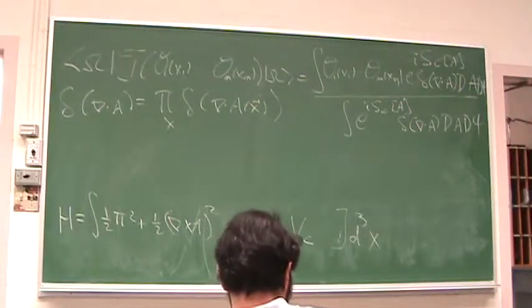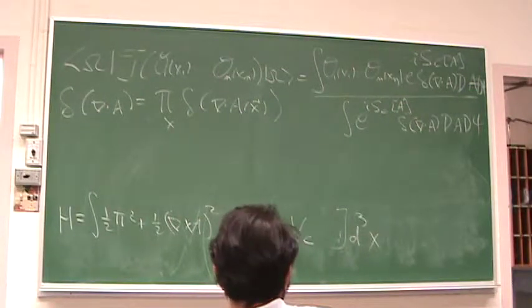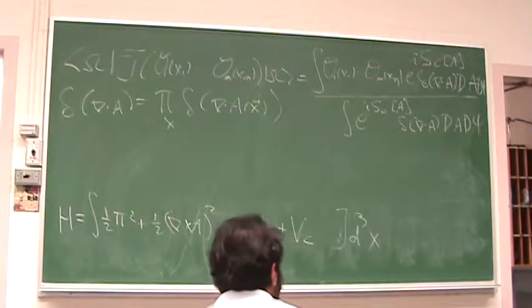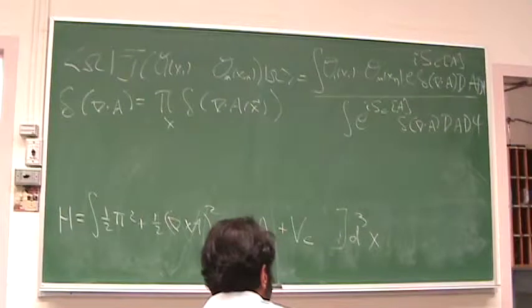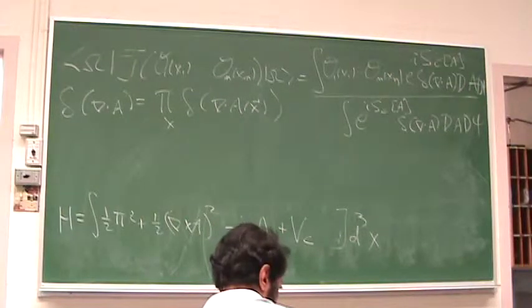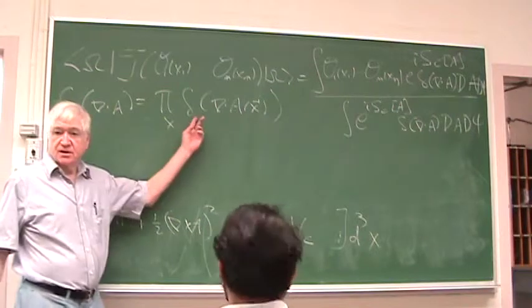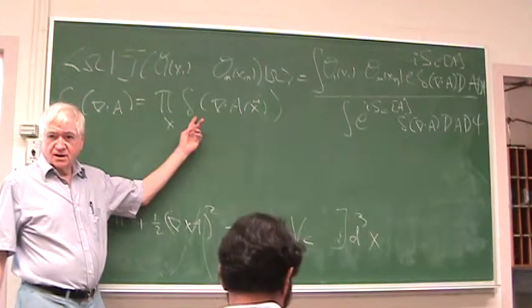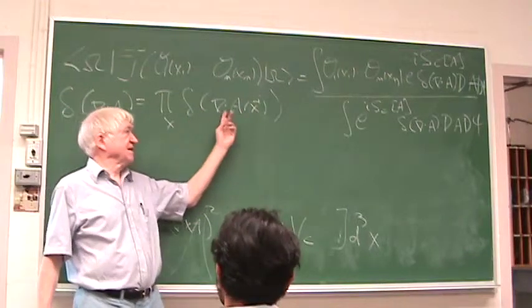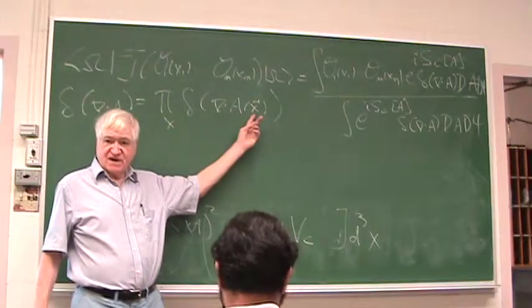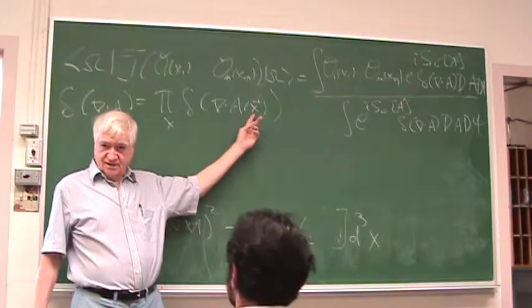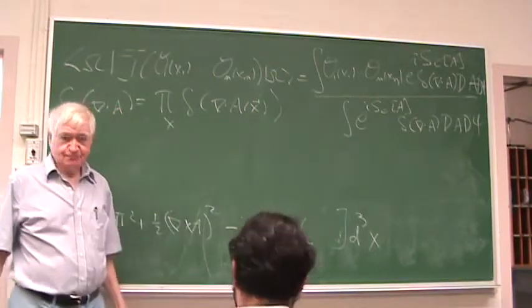So what does this del symbol mean anyway? Is it the divergence? No, not the del symbol, the other one, the curly delta. This is a Dirac delta function, a Dirac delta function of del dot A at the space-time point x. Would that be, if you were to put that into an integral, that's what you say?